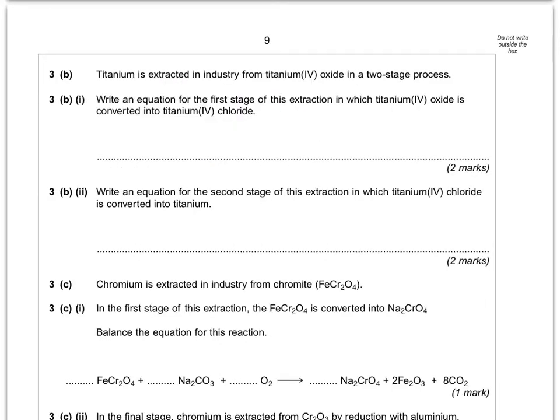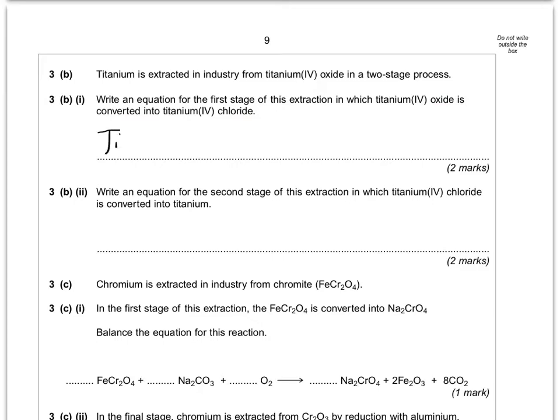The next question, so this is a metal extraction question here. Titanium is extracted in industry from titanium oxide in a 2-stage process. Write an equation for the first stage of its extraction, in which titanium oxide is converted into titanium chloride. So this is just a standard equation that you need to learn.